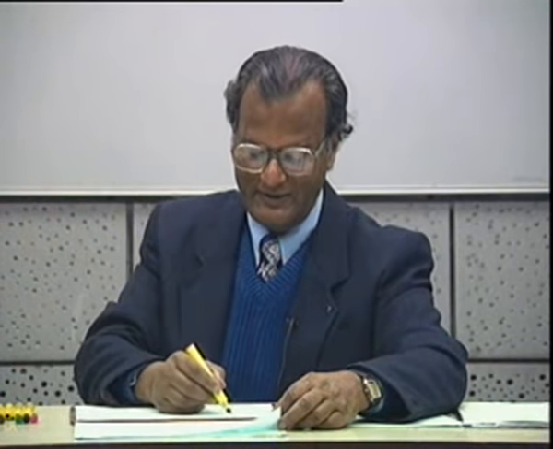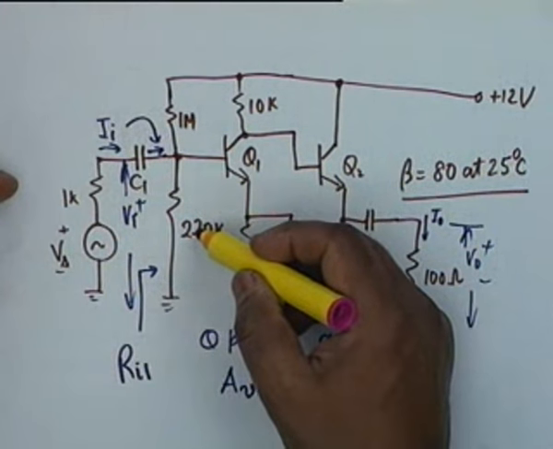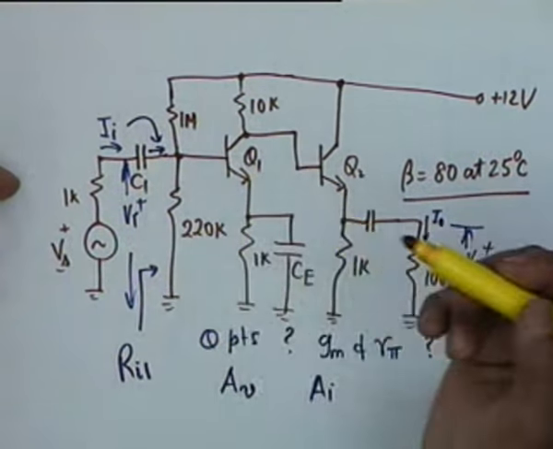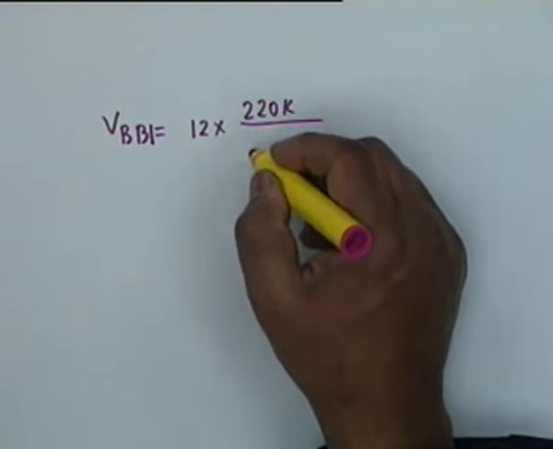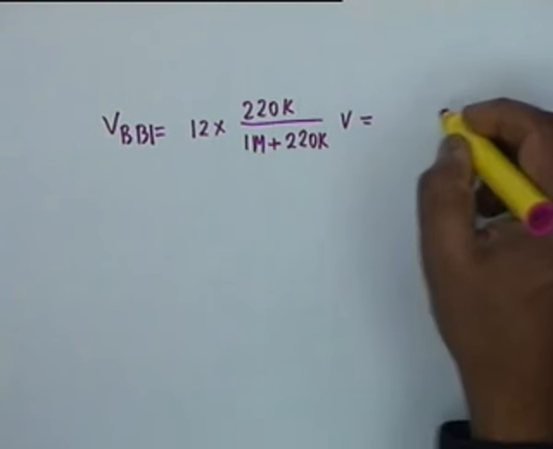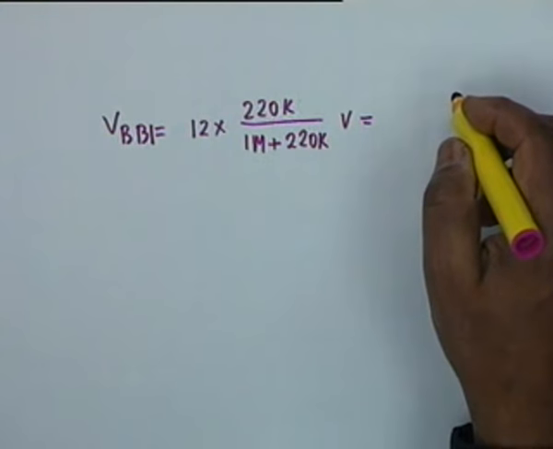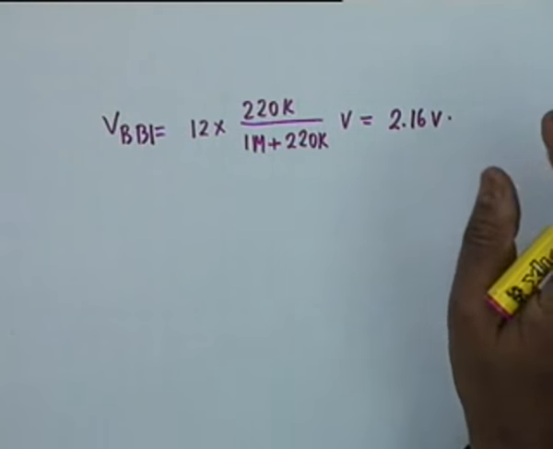The first thing we do is to find VBB1. For the first transistor, VBB1 would be 12 multiplied by 220K divided by 220K plus 1 meg. You can write it as 1000K plus 220K. You must take care of the dimensions, so many volts, and this comes out as 2.16 volt. I have calculated up to the second place of decimals. I leave out the calculation for the students.